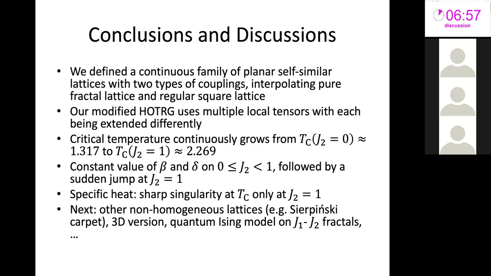And this is followed by a sudden discontinuous jump at J2 equal to 1, where these square lattice values are recovered. And similarly, also the specific heat only exhibits a sharp singularity at the critical point in the case when J2 is equal to 1. And before that, we only observe a weak singularity in the specific heat at TC.